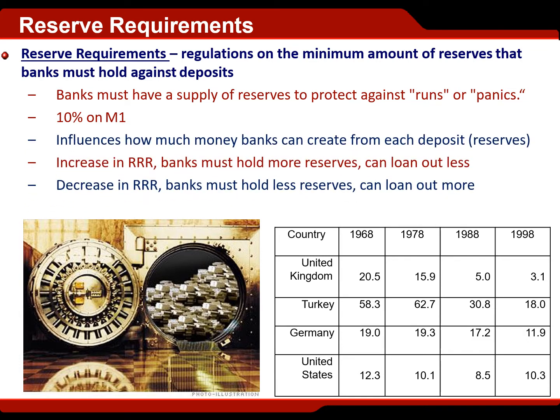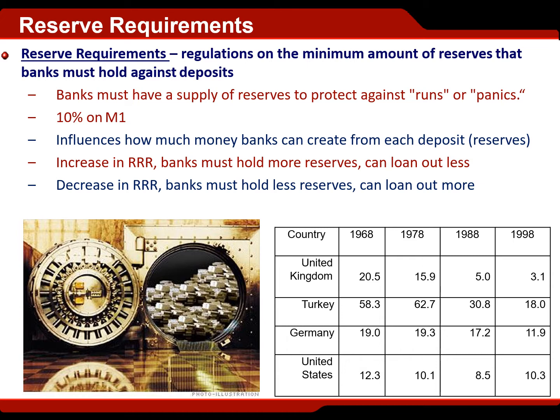Now, this is important because it influences how much money banks can create from each deposit. In other words, it influences the maximum amount of cash that can flow out into circulation every time you deposit money in your bank account. Now, if the Fed wants to slow the economy down, they can increase this reserve requirement. In other words, they can force banks to hold on to more money from your bank account. If the banks hold more reserves, they can't lend as much, and that tends to slow down economic activity.